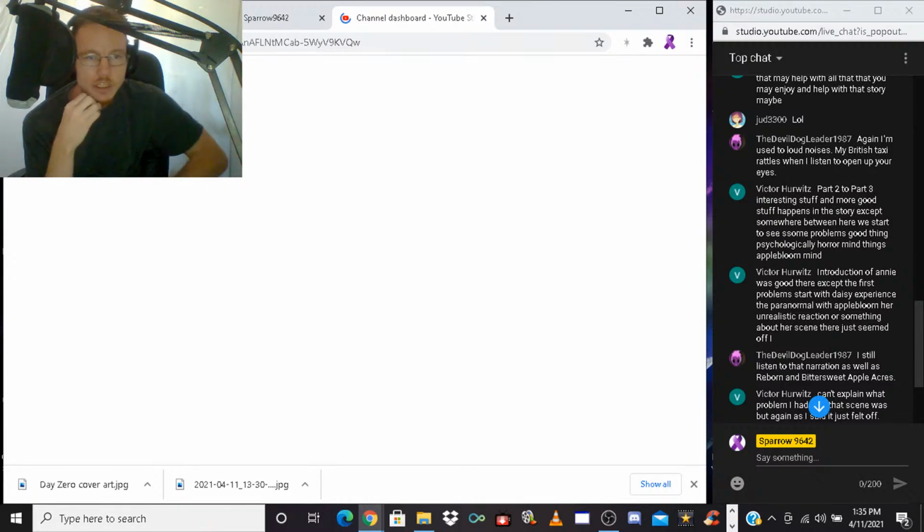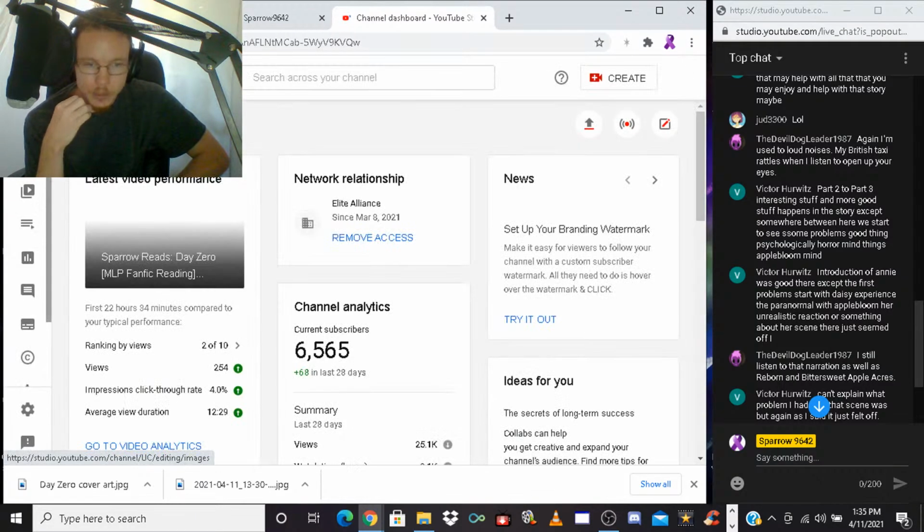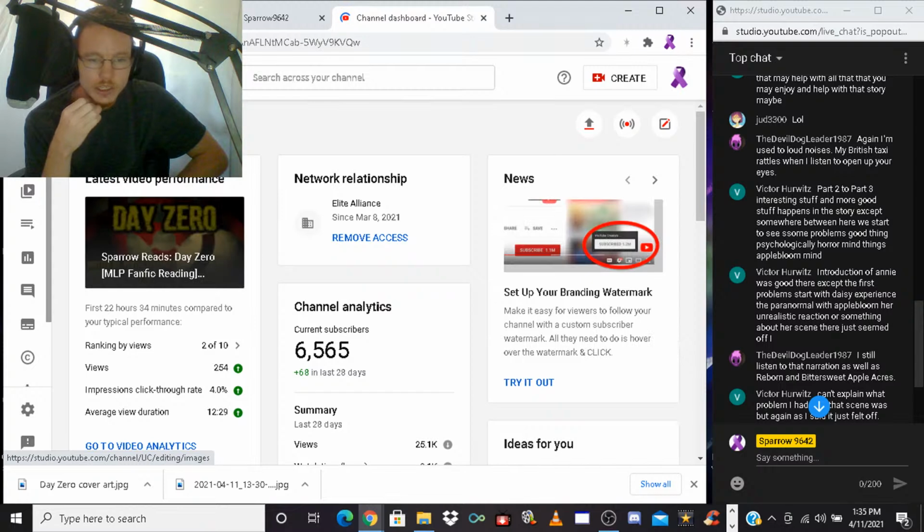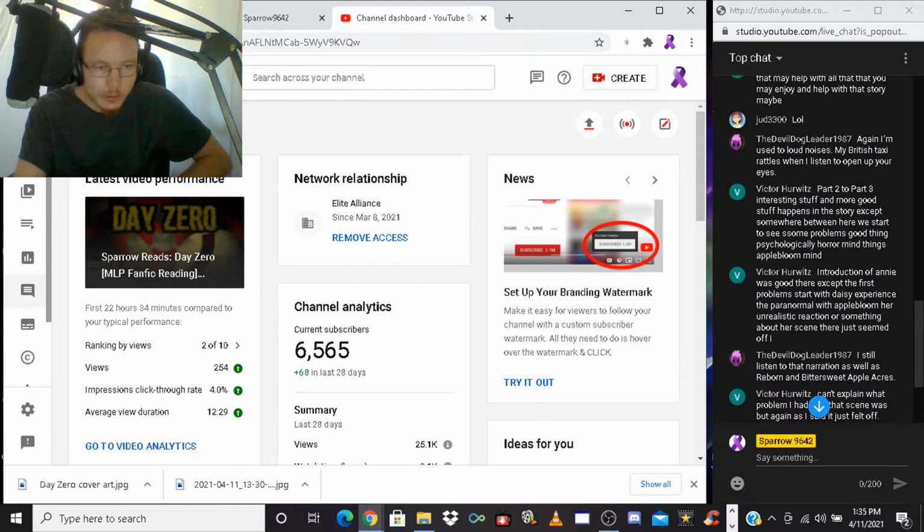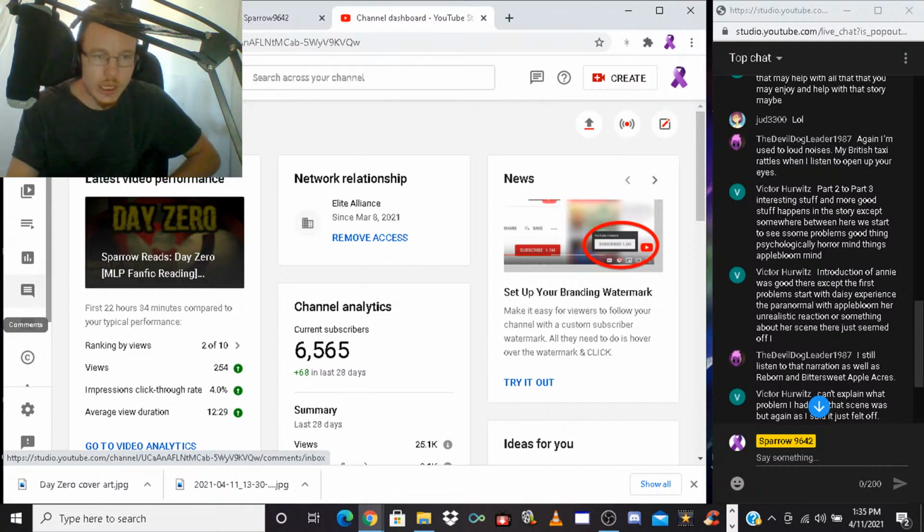That scene was to depict that there was something wrong with Apple Bloom, something otherworldly, something that was able to scare the living crap out of Daisy. Like it was a force rather than just something that was Apple Bloom specifically. Like something about Apple Bloom just sent her in the other direction.